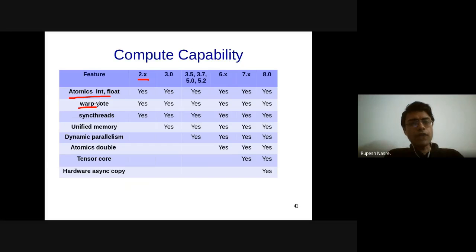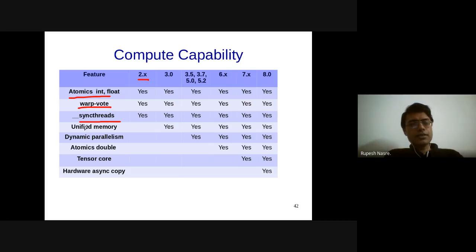Then there were warp voting functions. These also we are going to study towards the end of the course, where across the threads within a warp, you could perform some sort of voting. Let's say you can determine how many threads within a warp want to say yes and how many want to say no. So this voting you can do quickly. You can always simulate it, but this is supported in the hardware. So warp voting functions turn out to be an interesting functionality sometimes. Then syncthreads, the block level barrier, was not there earlier, which got supported in 2.x.